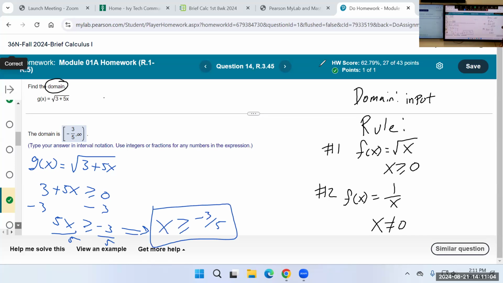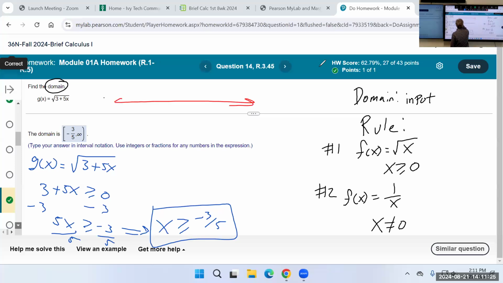So why is that true? Well, it's because I only want to focus on real values. So with the square root, I want to make sure that that remains to be so. And that implies that x has to be greater than or equal to negative 3/5. How do I write that in interval notation?